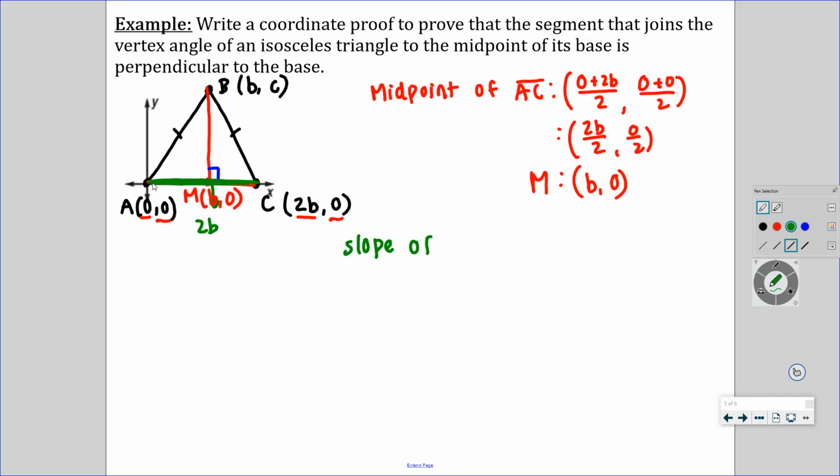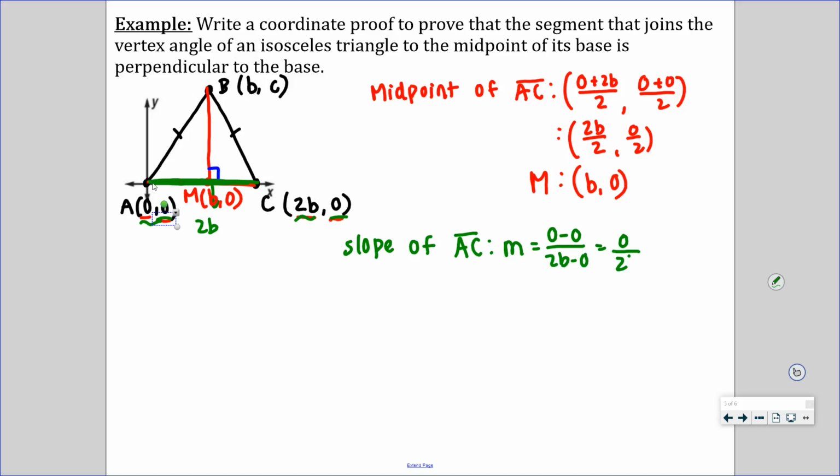Slope of AC. Change in y over change in x. So y2 minus y1, 0 minus 0, over x2 minus x1, 2b minus 0. We get 0 over 2b, which is 0. We know that. What's the slope of horizontal lines? 0, right? You probably could have figured that out without doing the math, but it's good practice. Okay. Let's find the slope of the red segment, BM.